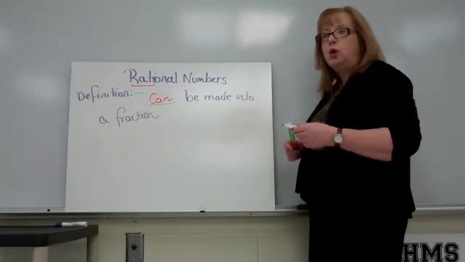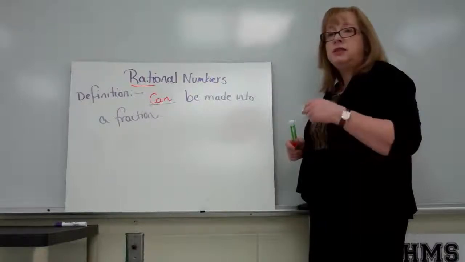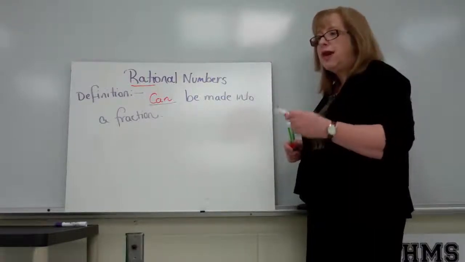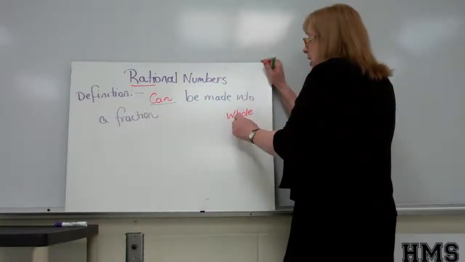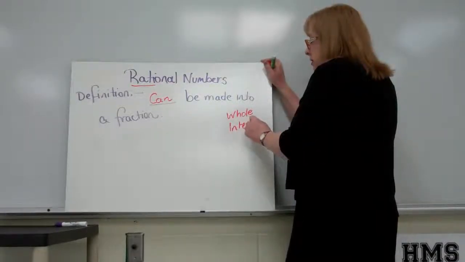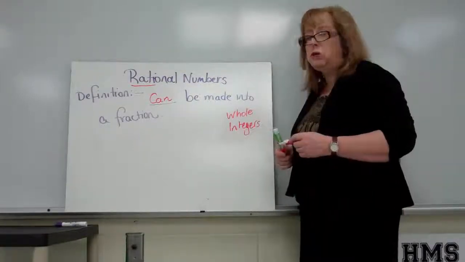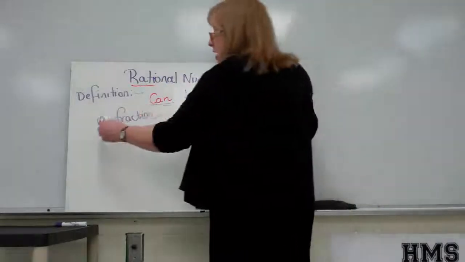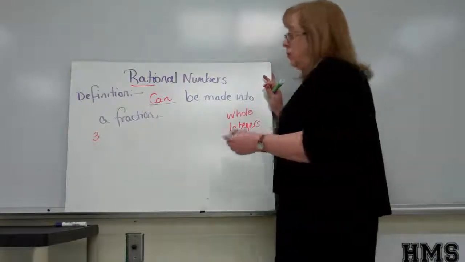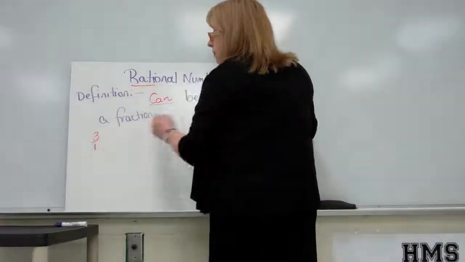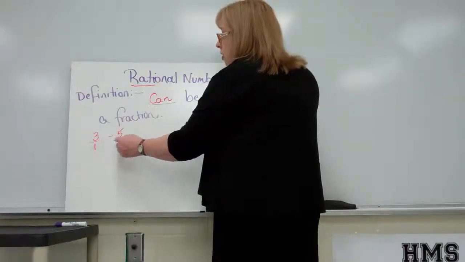First of all, any whole number, counting number, which are in the whole numbers, or the opposites, integers, any of those can be made into rational numbers, into fractions. So if we had the number 3, if I was multiplying the number 3 by a fraction, I would make 3 into a fraction by putting it over 1. But that's also true of the negative numbers. So I can put negative 5 over 1.